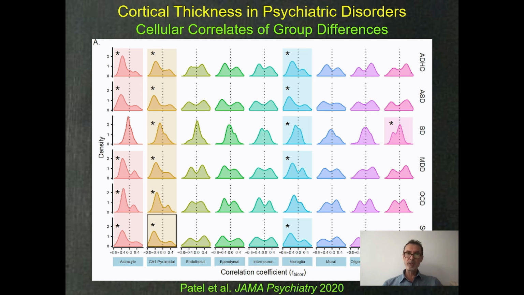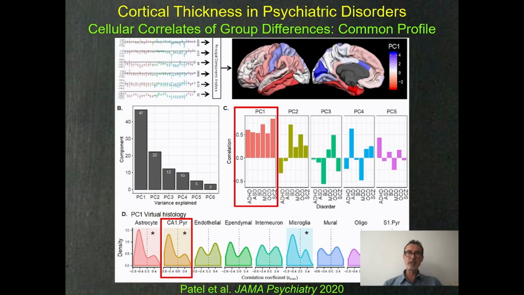Now, again, we see a similarity here in this neurobiology. We can evaluate it more directly by running principal component analysis on the group differences and relating it again, and we see that PC1 is again strongly related to the neurobiology, to the gene expression related to CA1 pyramidal cells.